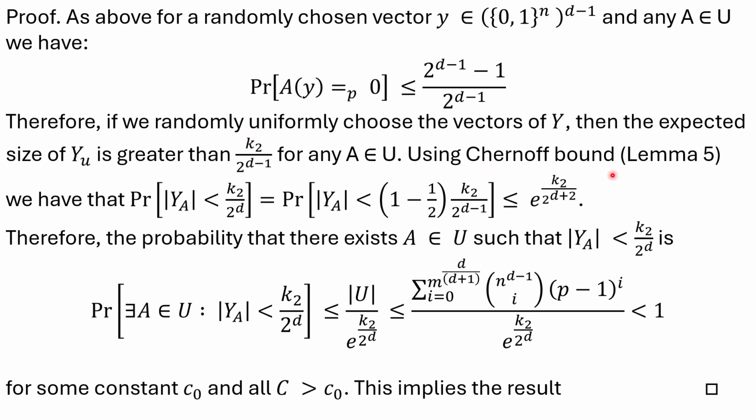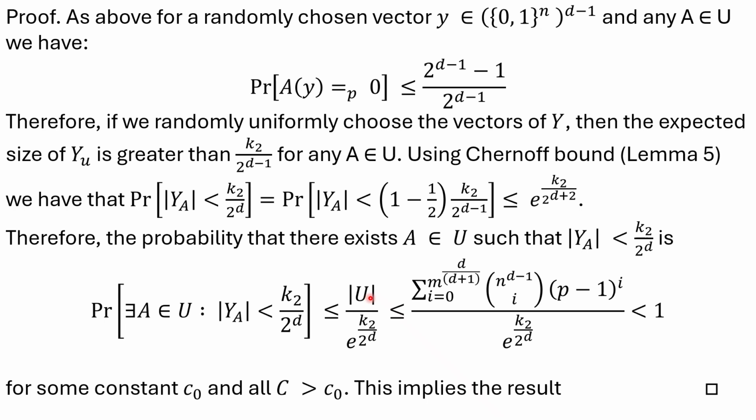Using Lemma 5, we have the probability that the size of YA is less than k2 divided by 2 to the power of d. We have some algebraic math here, and we have this inequality right here because of Lemma 5. Therefore, the probability that there exists A in U such that the size of YA is less than k2 divided by 2 to the power of d is the size of U multiplied by the probability.